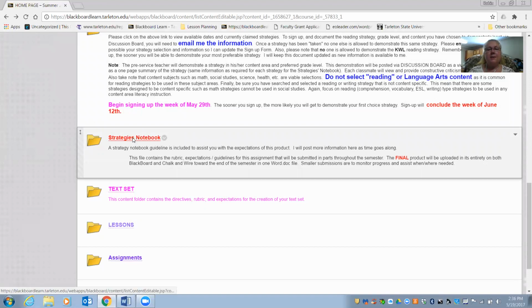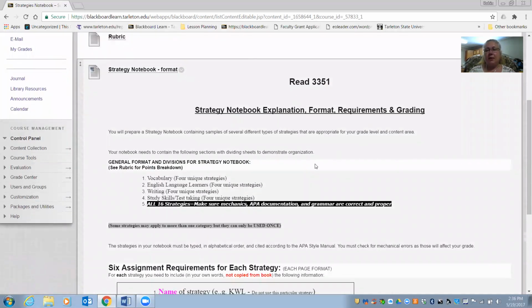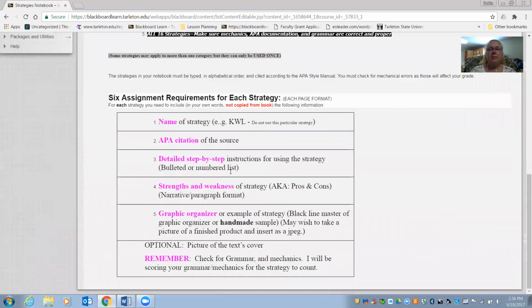I'm going to click on this, and I have given you the format of what to be doing. The first set, I'm just asking for four unique vocabulary strategies. What are some reading strategies out there for you to use in your content? Yes, in your content. How can I use this to teach vocabulary words? So look for some strategies. I only need 4. But I want you to look at how you're going to set these up.